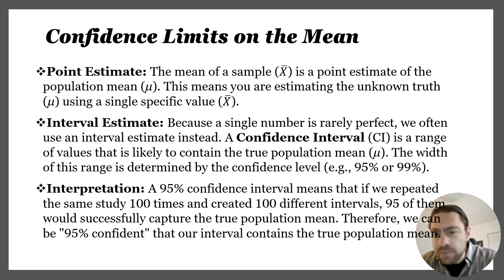And now the other component here is that we can add a confidence level. So like, how confident are you that the value that you are estimating falls within this range of values? So for example, if we have a 95% confidence interval, what that means is that we are 95% confident that the true population mean falls within that interval of values.